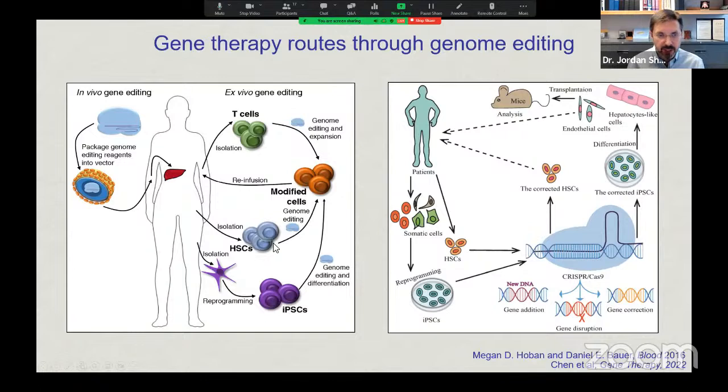And that has advantages in a number of ways. It's easier to target a specific cell type. It's easier to target a specific location of the genome. If you know how to culture those cells and grow them up, you can make a lot more of them before putting them back.